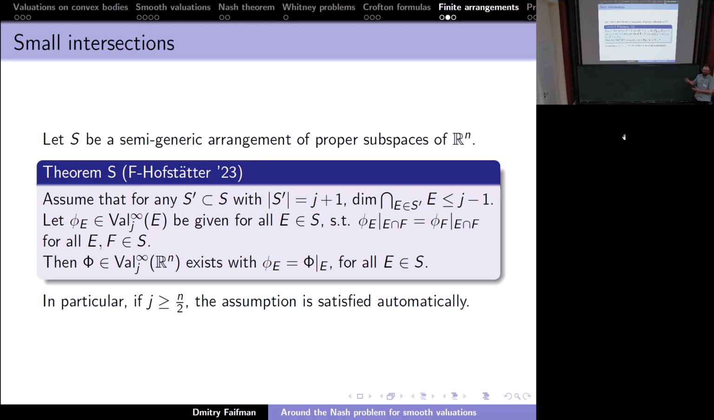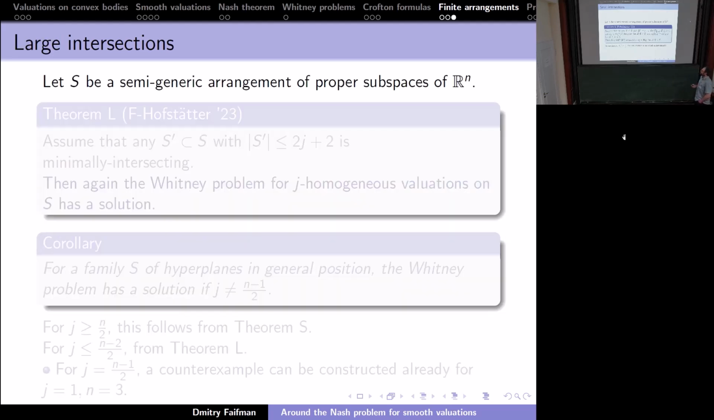So it makes it much easier as J increases, and once J passes n over 2, this condition is just satisfied. So this theorem says in particular that for any semi-generic set, if the degree of homogeneity is at least n over 2, you can extend from any compatible collection. That's a bit surprising.